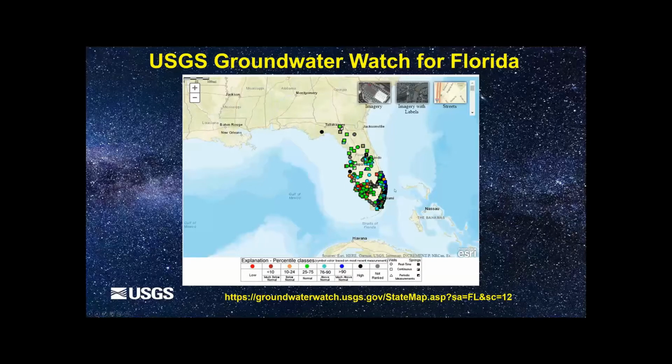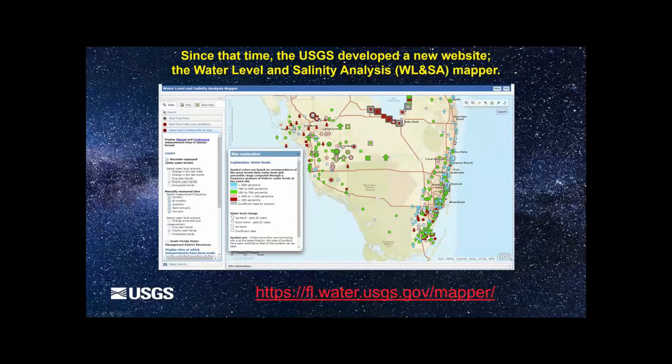The symbol shapes in this case were used just to differentiate between the types of measurements that each one was. Since that time, USGS has developed a new website, the Water Level and Salinity Analysis Mapper website. That takes advantage of symbol shapes to add to what Groundwater Watch showed. And this one shows you the trend of water level through time.